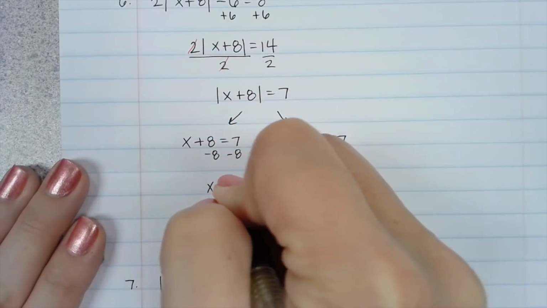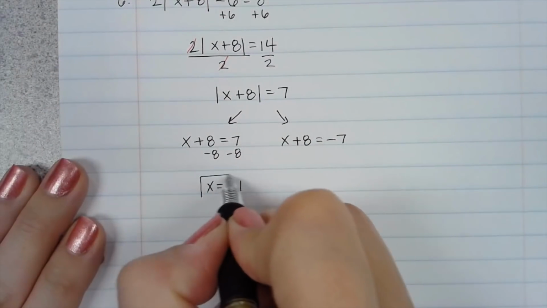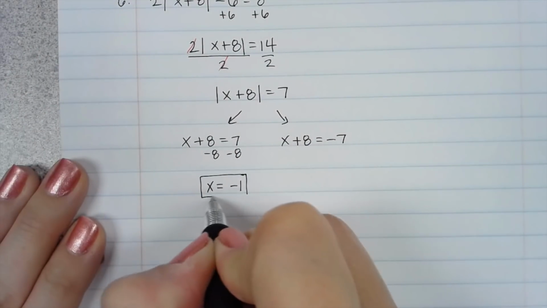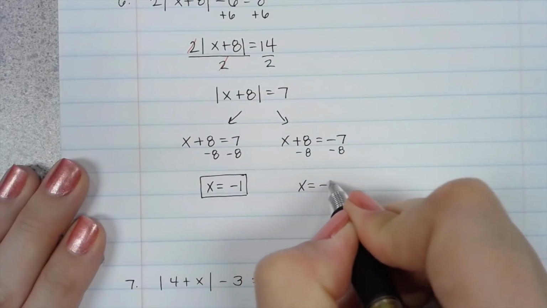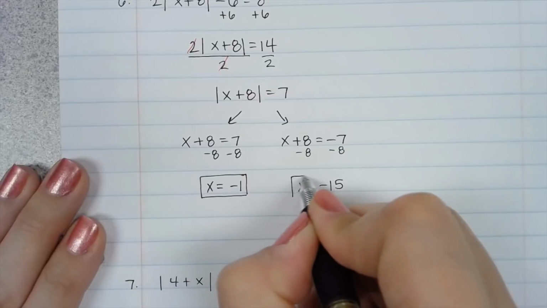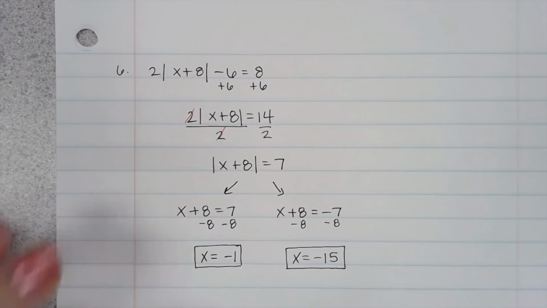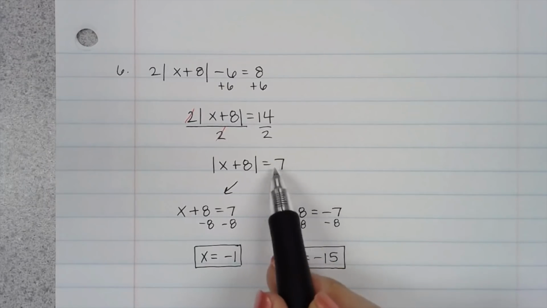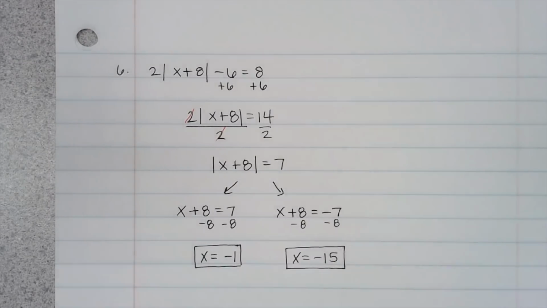And so when I solve this one, I'm going to get x is equal to negative 1, so that'll be one of my answers. And then when I solve the other one, I'm going to get x is equal to negative 15, and that would be my other answer. When you solve absolute value equations, usually you get 2 answers, but it is helpful to point out that sometimes you could get one answer if this number right here was the number 0, or you could get no solution if this number right here was a negative number. And so it's good to see the pattern for how that works.